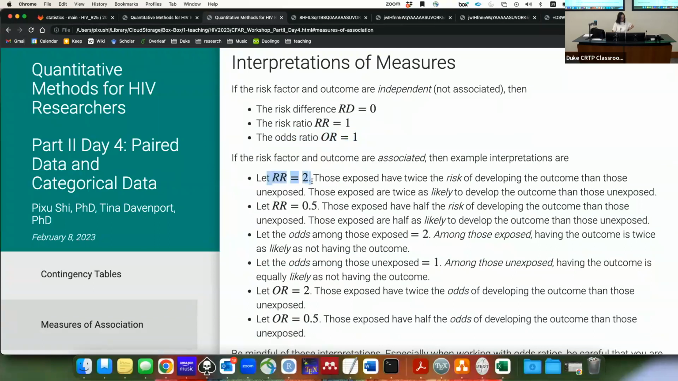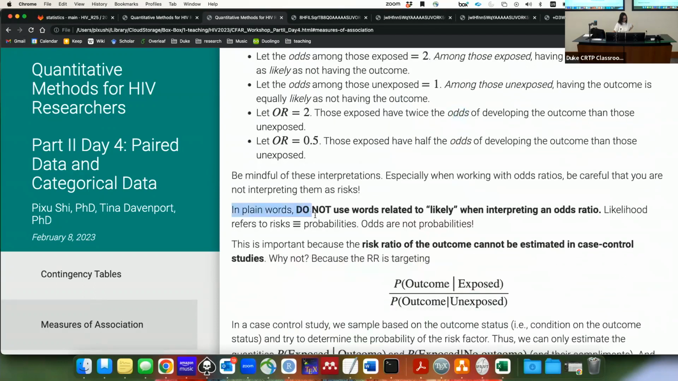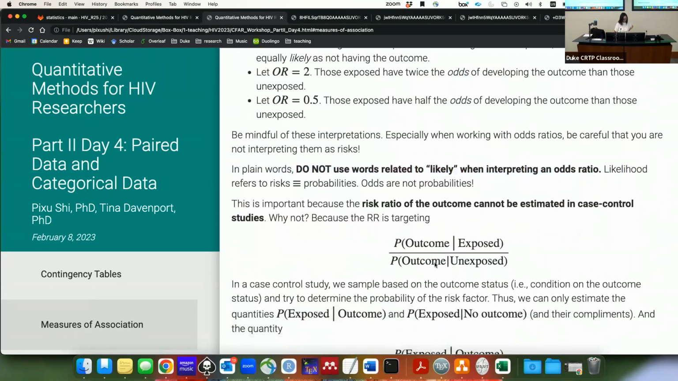If you have a risk ratio of 2, it means that event 1 is twice as likely as event 2. And if your risk ratio is half, it means event 2 is twice as likely as event 1. But if you have an odds ratio of 2 or half, you cannot say that one event is twice as likely as the other one. You need to say that the odds of one event is doubled. So it's not more likely, it's the odds that's doubled. Here I highlighted this: don't say likely when you use odds ratios.